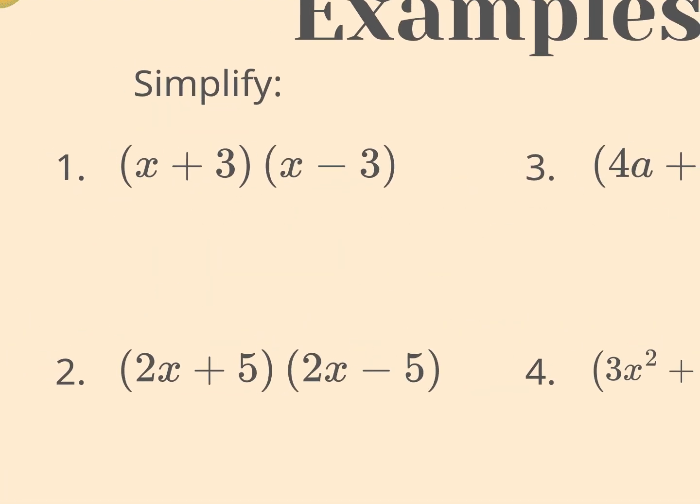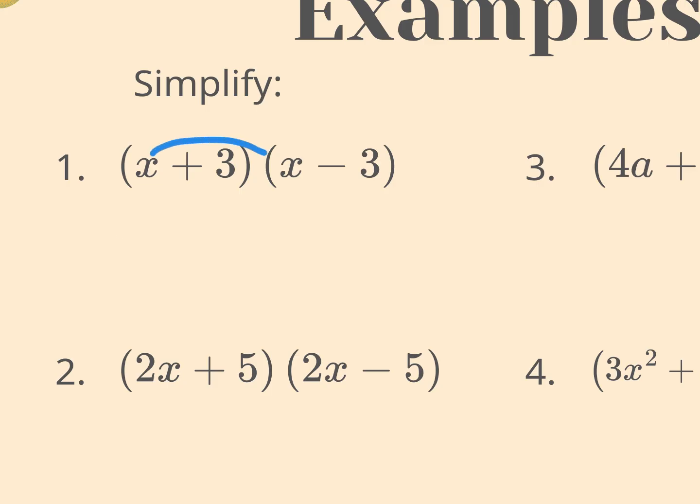What do you notice about number one? They both have an x. They both have a 3. What are the signs in the middle? They're different. This would be the difference of perfect squares. Your answer to this is x squared minus 9. But if you don't immediately recognize that, guys, just FOIL.